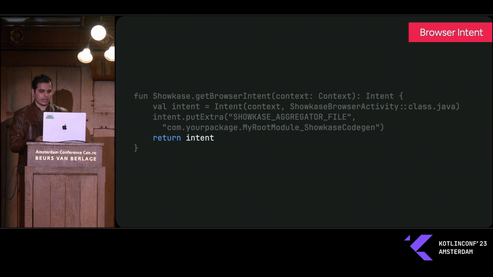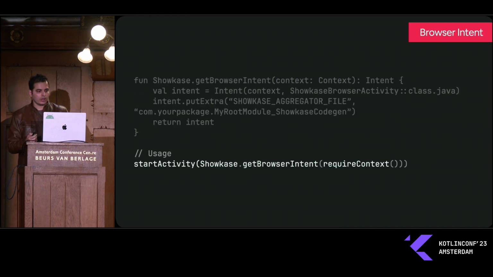So now the intent is available for the end user. And if you look at the usage side of it, all the end user has to do is start the activity, use this getBrowserIntent function, pass the context, and we automatically are able to open up a component browser. And imagine adding this as a button in your debug menu, and you just tap that button using this intent, and it shows up your component browser.